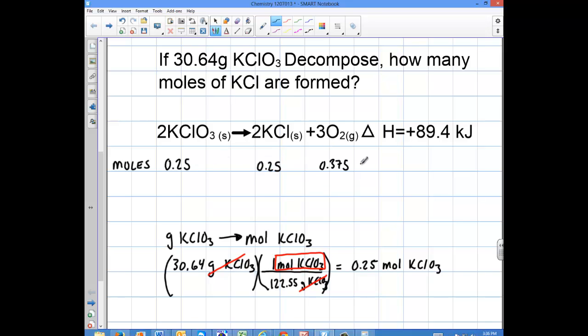This is just organizing what we have here. Okay, so we know right away I have 0.25 moles of KCl. That answered that question, to get the number of moles of potassium chloride from that.